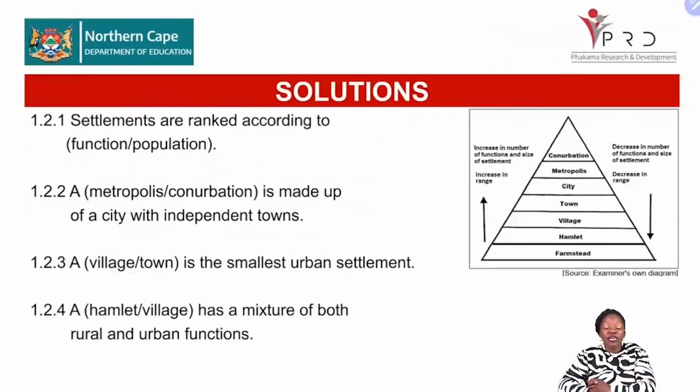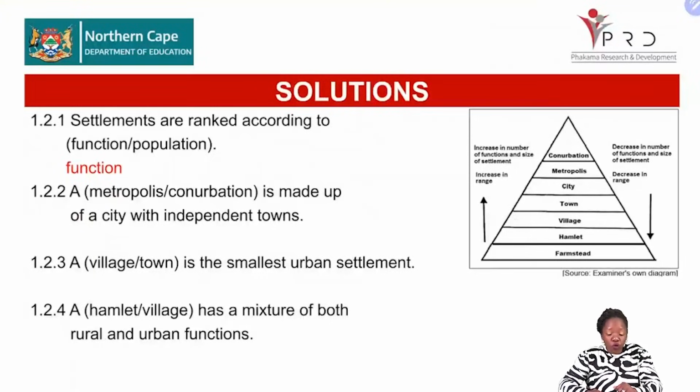Right? So as we are doing our corrections, make sure that you are also marking your work so that you can see which questions you got correct and which one you got incorrect. So your 1.2.1, the settlements are ranked according to the function. Remember, it's the functions that will determine the type of a settlement and not the population.